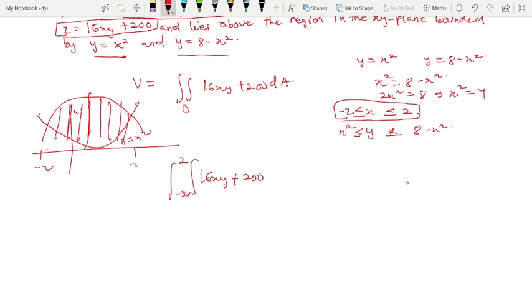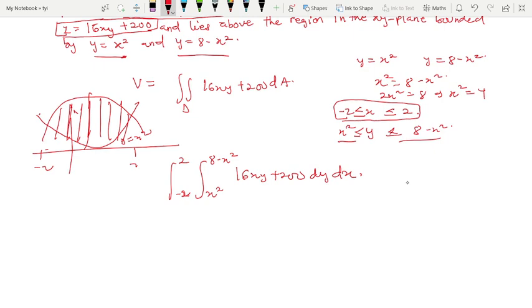Let me write the inner here. So I have the integral from negative 2 to 2, then I'll have another integral. I'll have x squared here, 8 minus x squared here. Then my function 16xy plus 200. So I'll be integrating with respect to y first, so dy dx, as simple as that, because my y is the one having the functional limits.